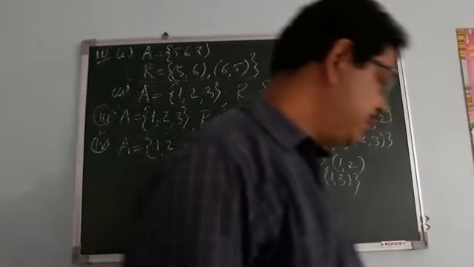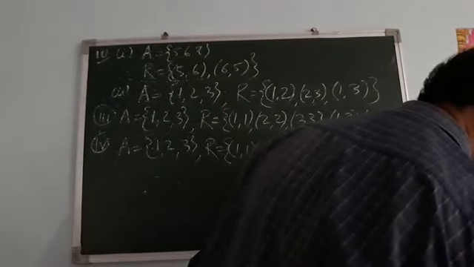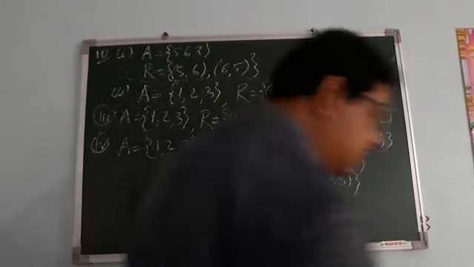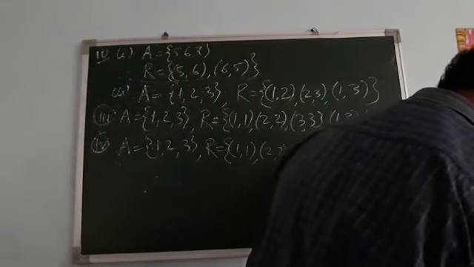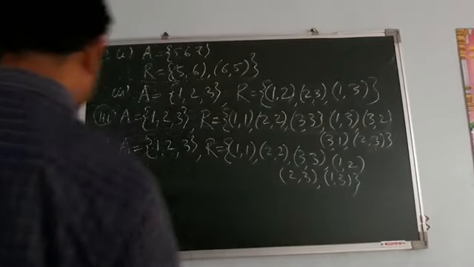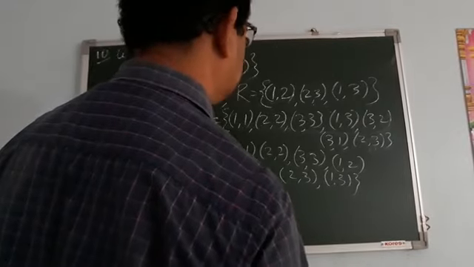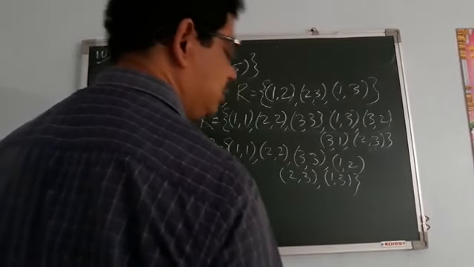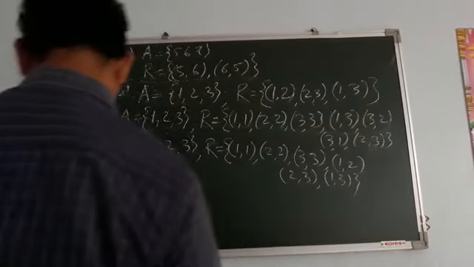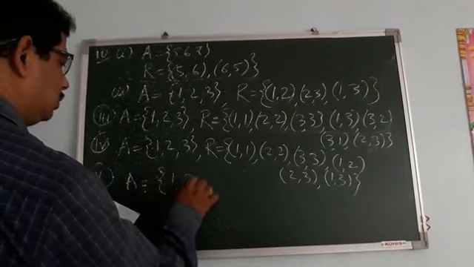Reflexive and transitive but not symmetric. So this one is like that. 4 is what? So 3 is finished, 4 finished, and last 5. This is not transitive. And last one is 1, 2, 3.